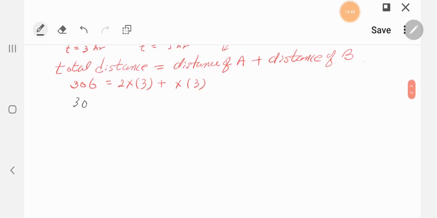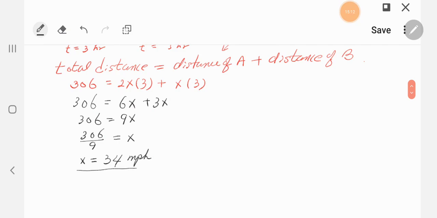So rewrite the equation. Then 6x plus 3x, then 306 is equal to 9x. Then divide each side by 9. That is x. Then finally x is equal to 34, right? 34 miles per hour. Then 34 miles per hour is the speed of x. So x is the speed of train B, right? Train B.